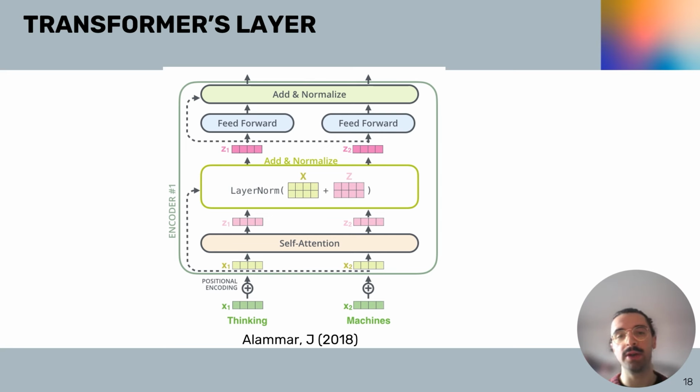each encoder layer in the transformer model consists of two main sublayers, the self-attention mechanism and the feed-forward network. Each sublayer is followed by an add and normalize operation, and this architecture allows the model to capture complex dependencies in the input sequence and transform the token embeddings into richer representations.